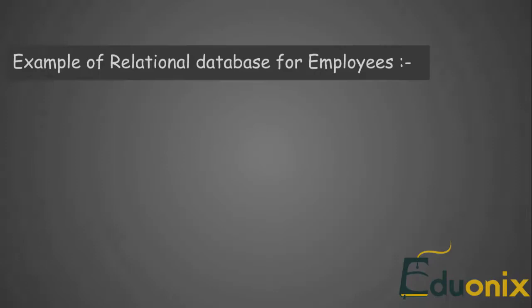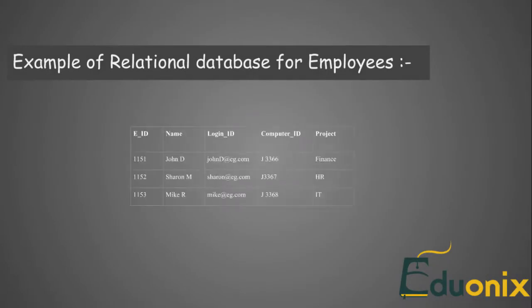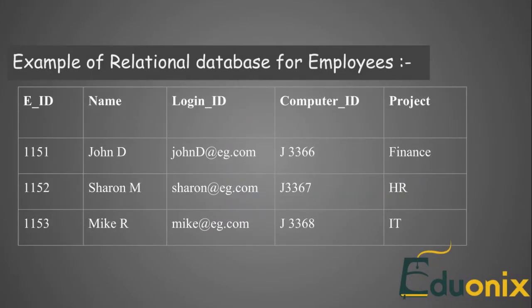Let us see an example of a relational database management system. Here we have a table which has 5 columns and 3 rows: employee ID, name, login ID, computer ID and project. All of them are related to each other. For example, employee ID 1151 is related to name John D, has login ID johnd@example.com. Again, this particular ID is associated with one computer, which is J3366, and it is working on the project finance. So all these columns are related to each other, hence the name relational database management system.